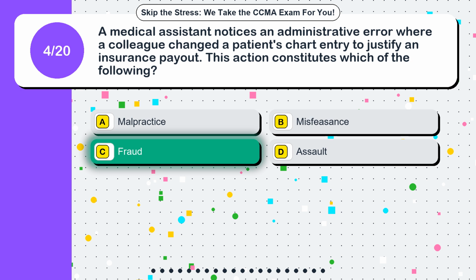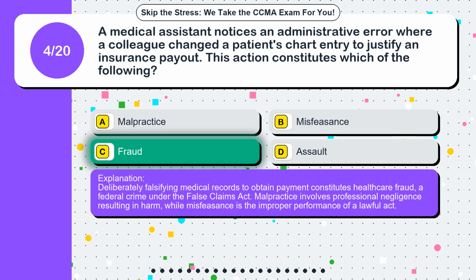Fraud. Deliberately falsifying medical records to obtain payment constitutes healthcare fraud, a federal crime under the False Claims Act. Malpractice involves professional negligence resulting in harm, while misfeasance is the improper performance of a lawful act.